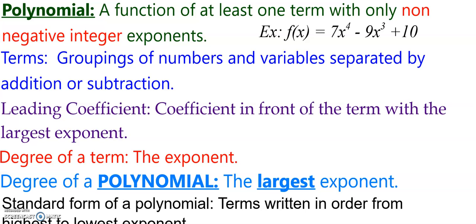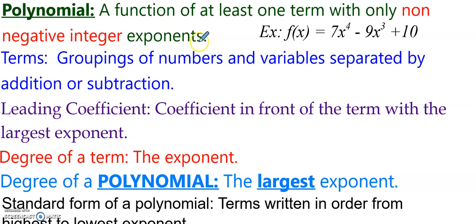So integers include positive and negative whole numbers, but in this case, we want non-negative integer exponents. So when we look at this lovely example that I've provided here, I see that I have an integer exponent of 4, an integer exponent of 3. Those are not negative. And although it is not written here, we could think of this as x to the 0 power because it's just 10, right? So 10 times x to the 0 power is still just 10 because anything to the 0 power is 1.